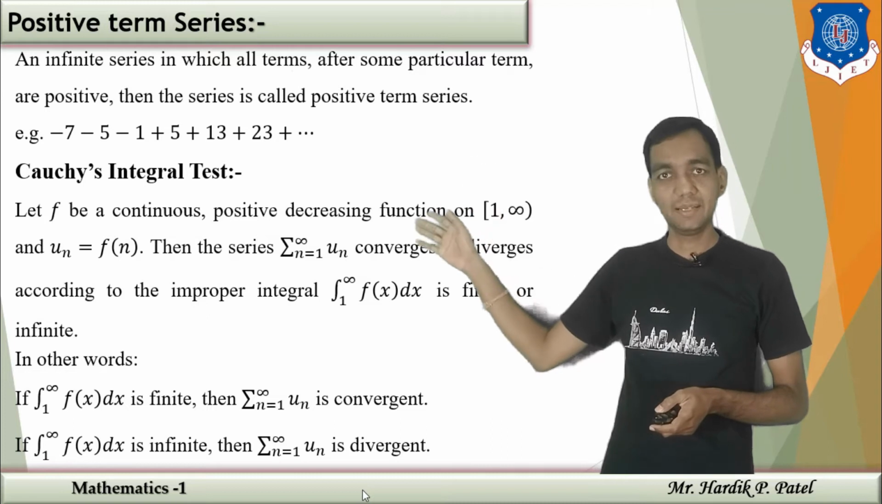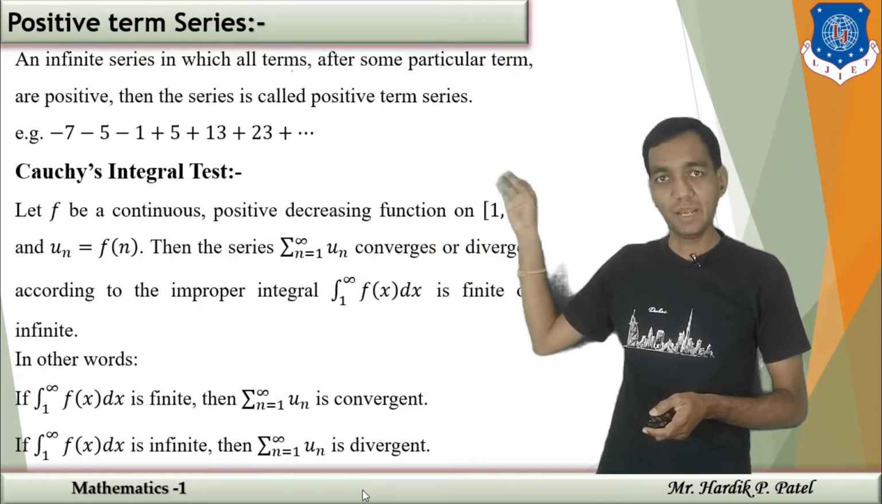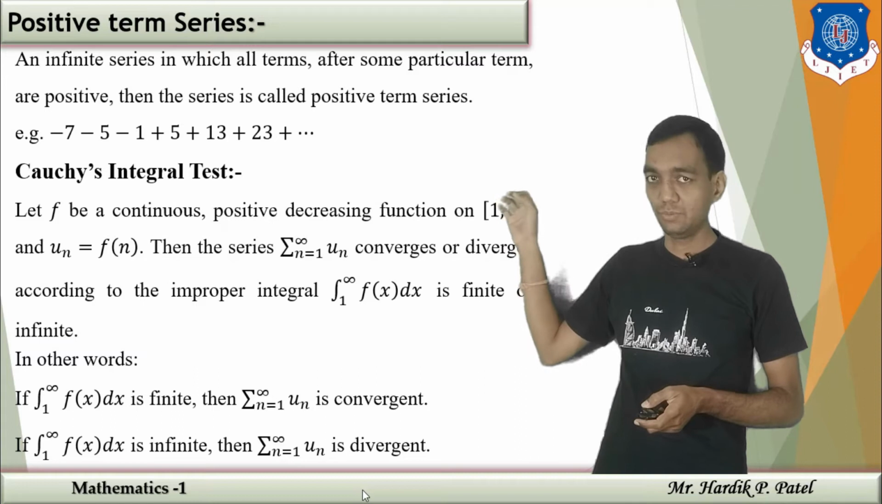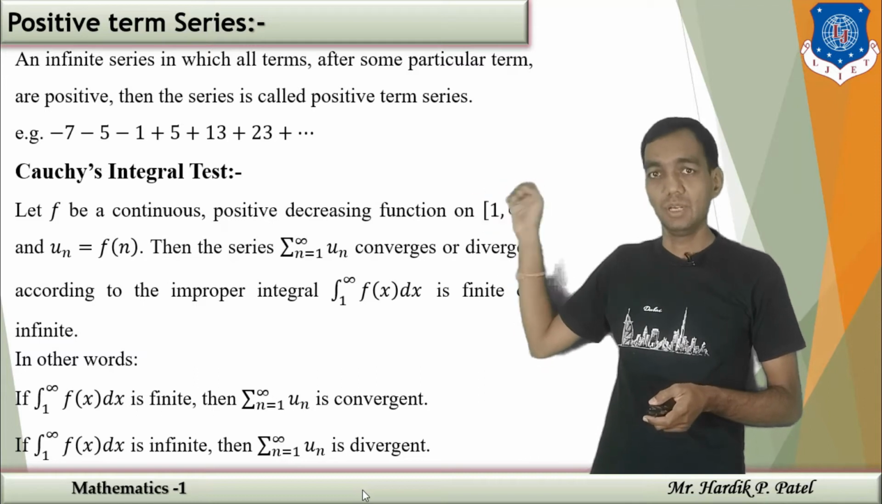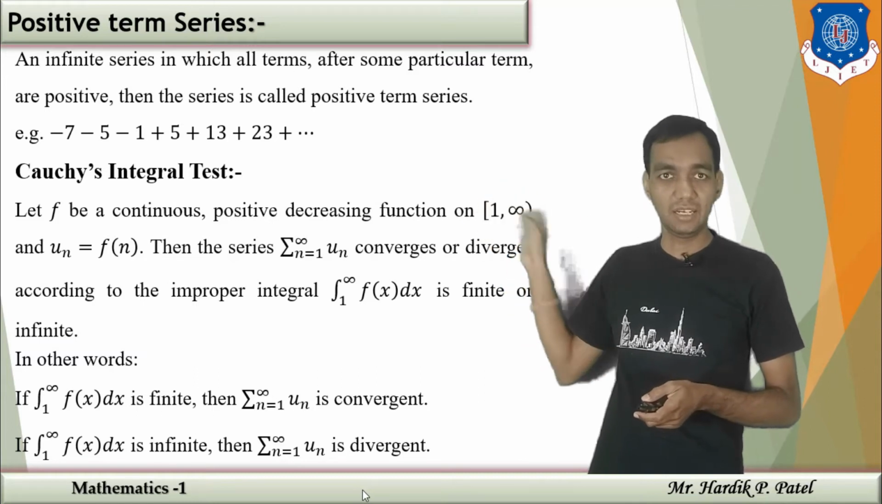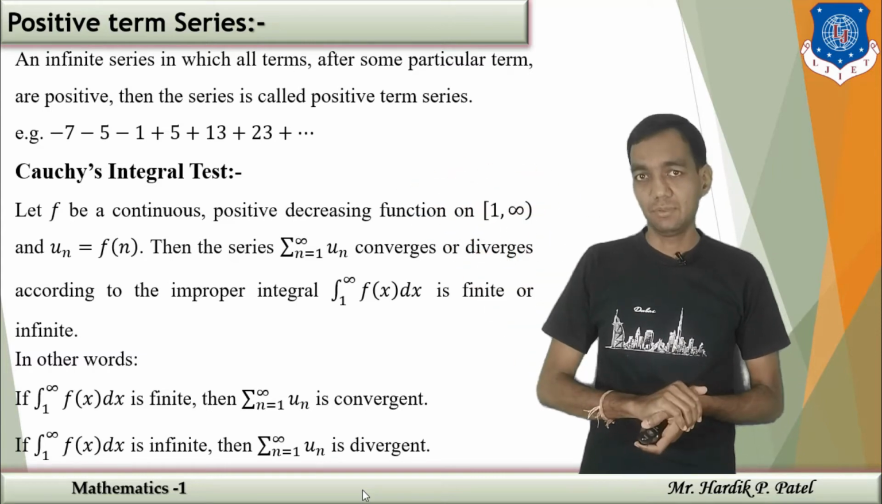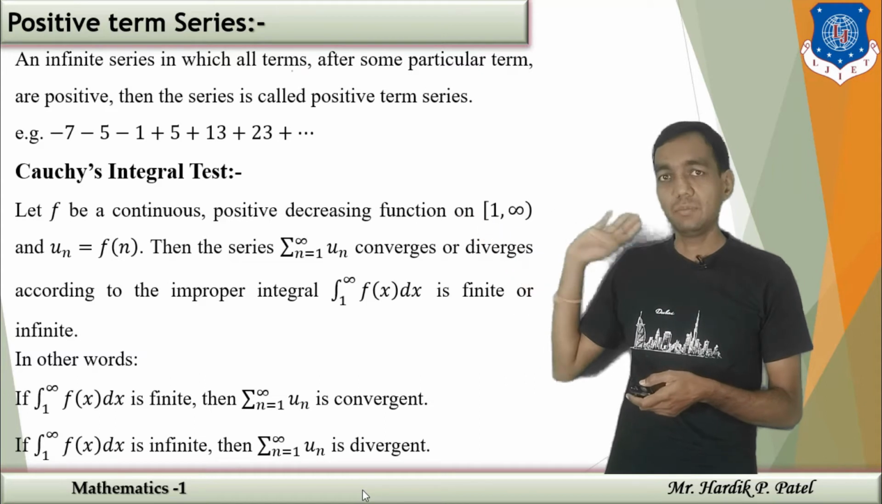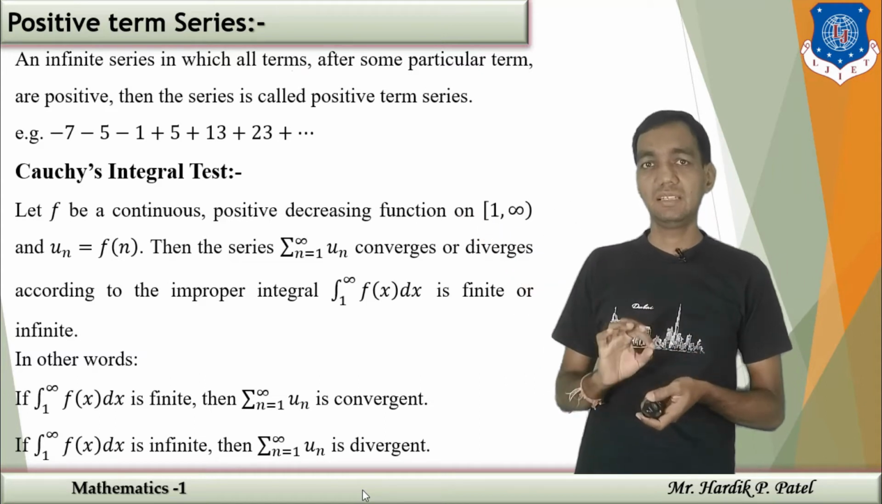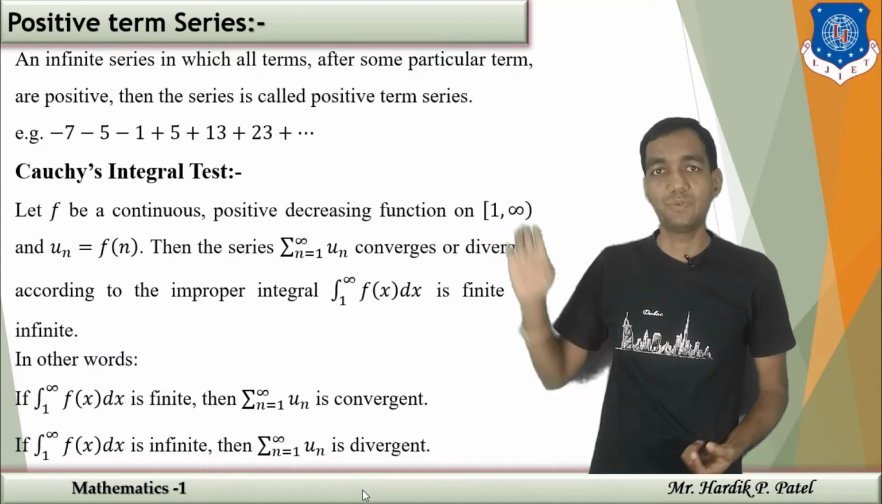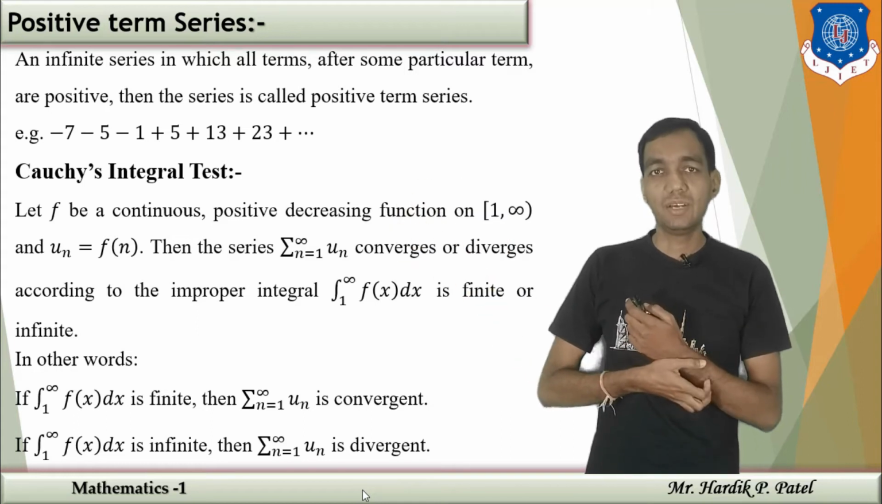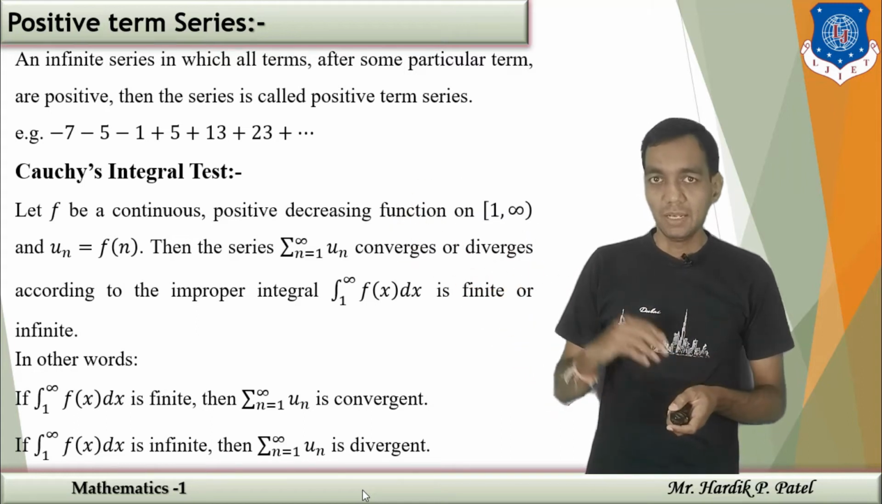Here we have written one example: minus 7, minus 5, minus 1, 1, 5, 13, 23 and so on. So here see, your first three terms are negative and then all terms after are positive. That means this series is a positive term series, because finite terms are negative, and we are going to ignore them.